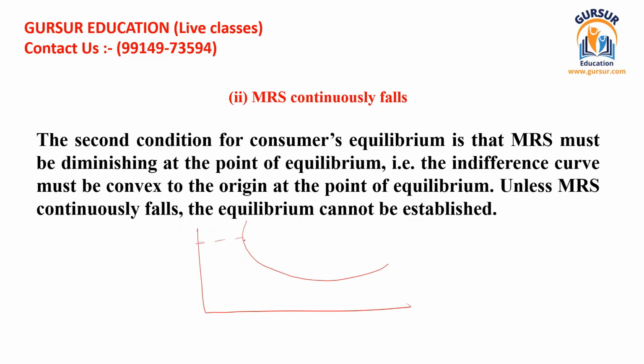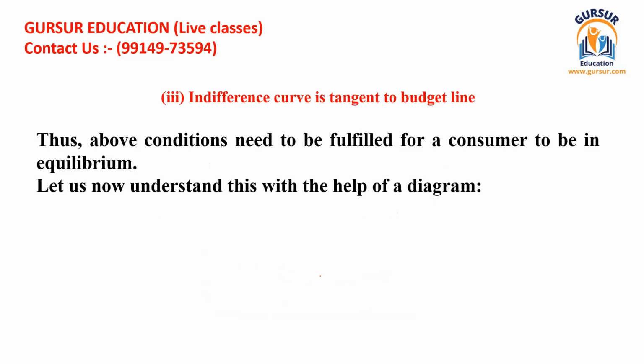It's just telling you that marginal rate of substitution should fall continuously. If this is falling only, then you can say that the consumer is at equal level of satisfaction at all the given combinations of the commodities. And the final thing is indifference curve should be tangent to the budget line.